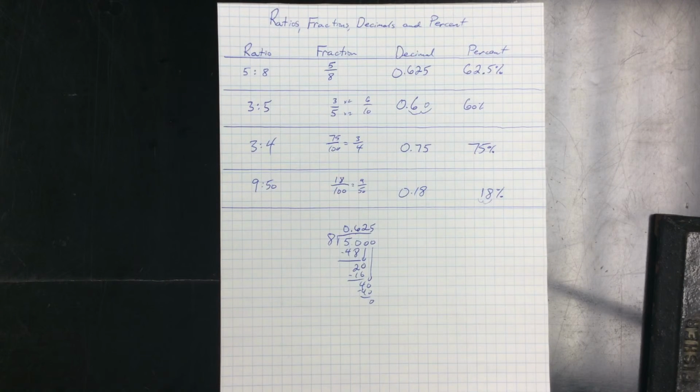So ratios, fractions, decimals, and percents, the same number can be written in a wide variety of ways, but they're all equivalent, they're all equal to each other.